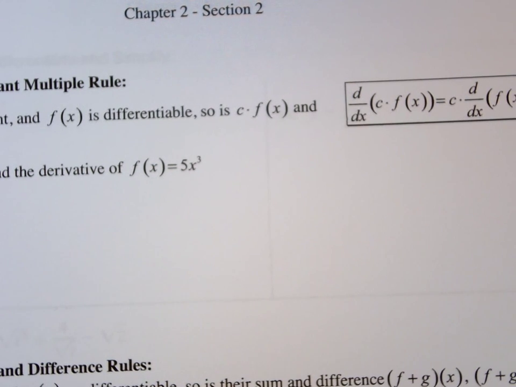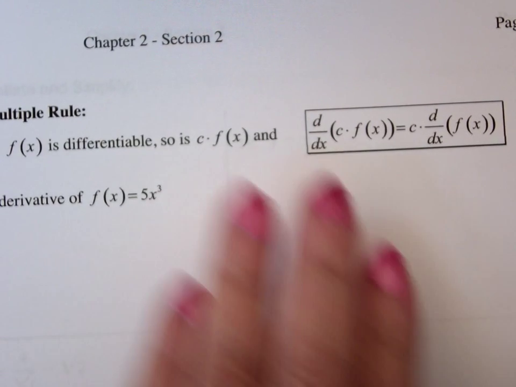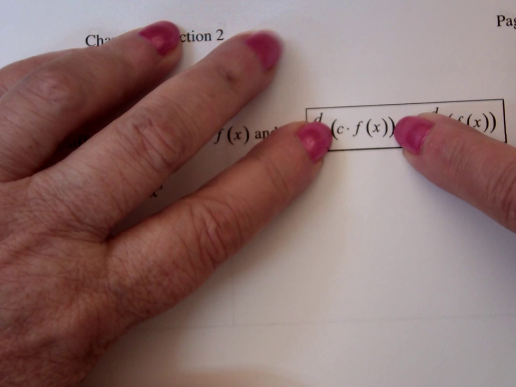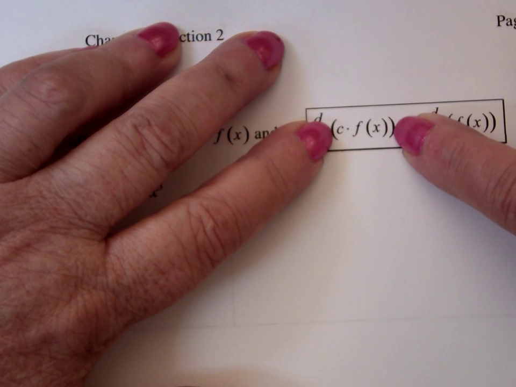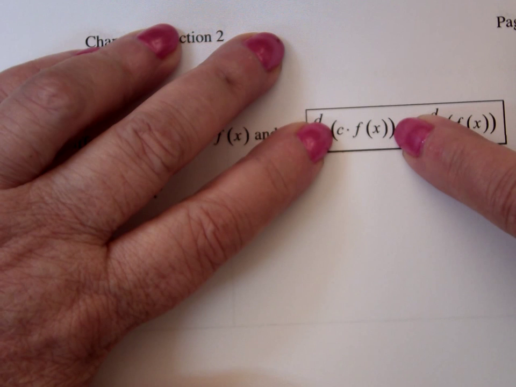Called the constant multiple rule. And that means that what I'm kind of trying to differentiate is some constant times some function.